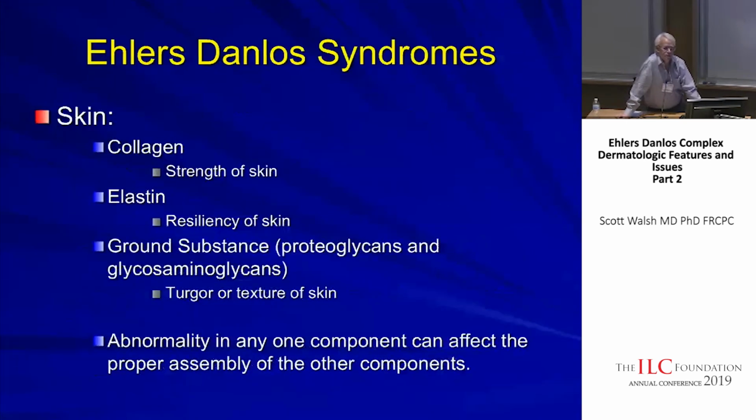Okay, so in the skin as the model, collagen gives us the strength of the skin. Elastin, as it sounds, gives us the elasticity, the recoil in the skin. And this third thing called the ground substance is all those proteins and sugars that provide the water in the skin and hold the collagen and the elastin in place. Now, it turns out that you can have an abnormality in one of those other components, and that affects the collagen as well.